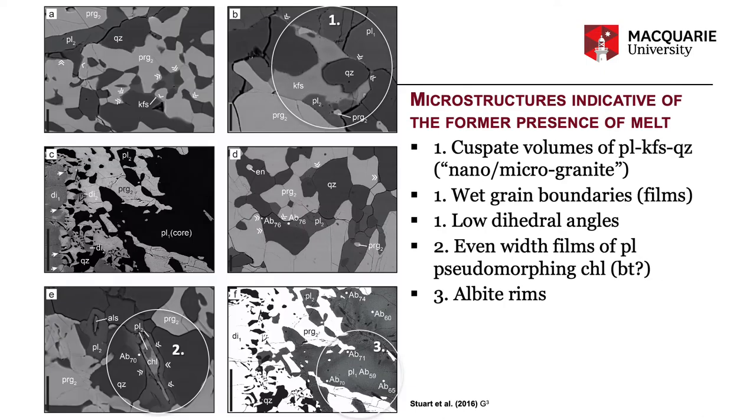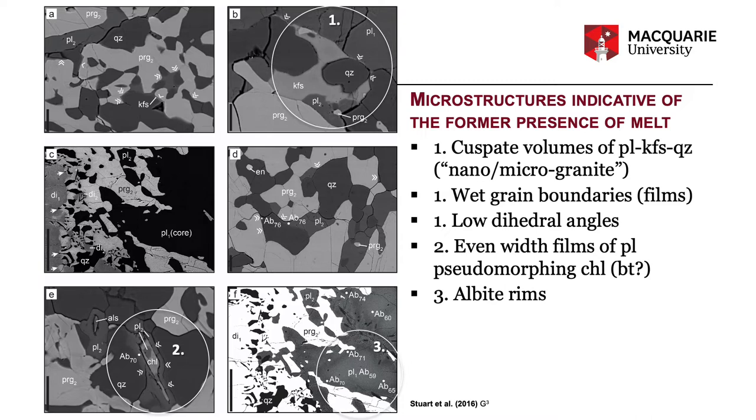In order to convince the reviewers of our work that melt was involved in this hydration, because most of them immediately jump to the conclusion that the hydration is driven by influx of aqueous fluid rather than melt, we took a firstly microstructural approach. We looked for evidence of the former presence of melt based on the microstructures. Some of the key ones are shown here. We see some very small volumes of plagioclase, K-feldspar and quartz that might indicate crystallization of a former melt pocket.